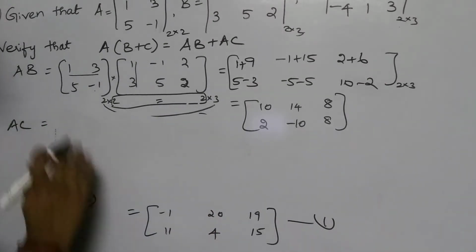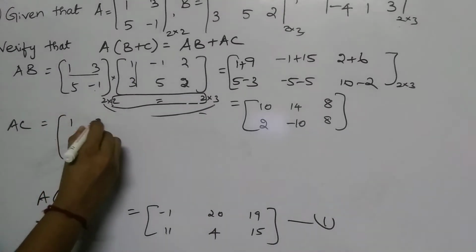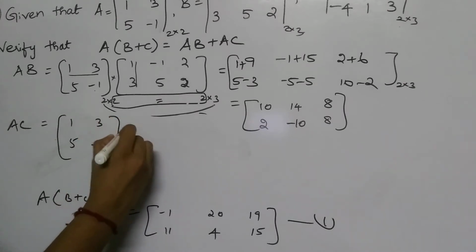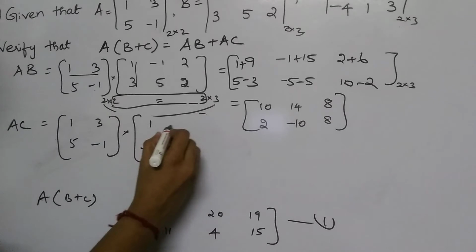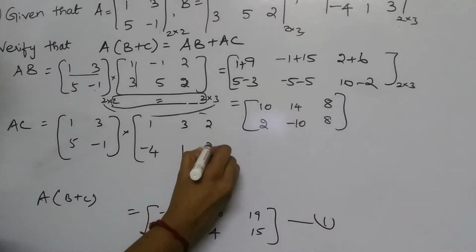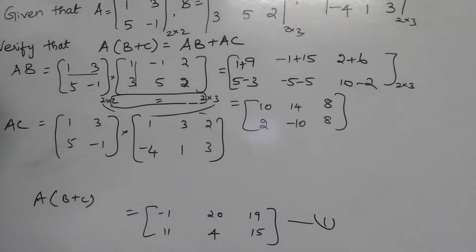Verification, right hand side, write AC. A matrix multiply with C again, 2 by 3 matrix. 1, minus 4, 3, 1, 2 and 3. This is possible or not? First check up. Product is possible or not? Check it.